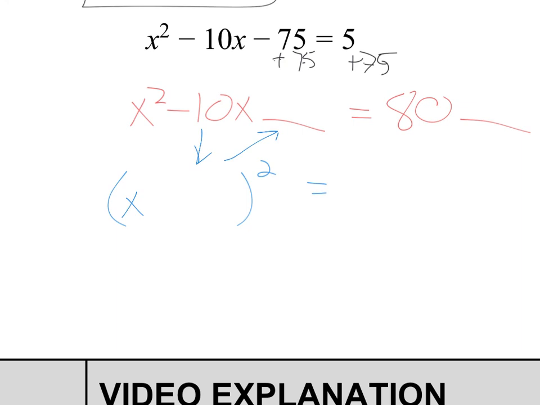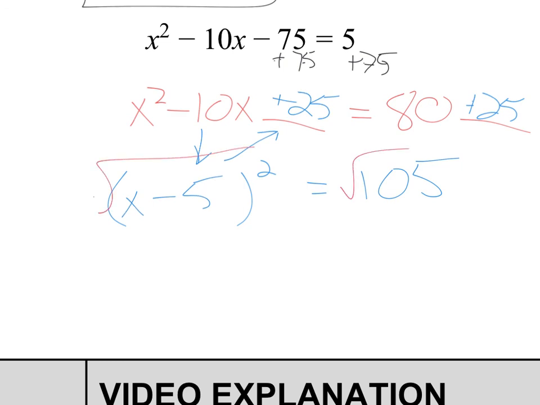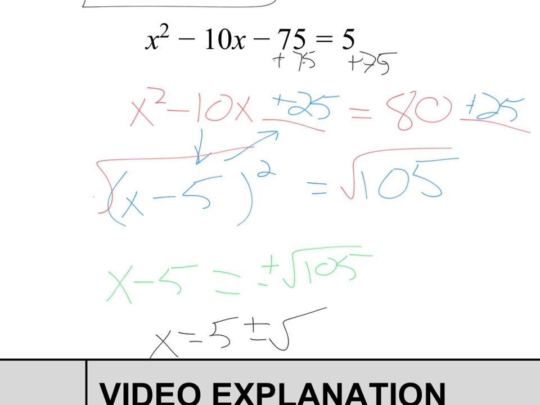Half of negative 10 is negative 5. Square that, I get positive 25. Whatever goes to one side of the equation must also go to the other so that we maintain balance. 80 plus 25 is 105. And now we can square root to solve. So I've got x minus 5 equals plus or minus the radical of 105, because that's not going to be a clean number. Final answer, move the 5 over. 5 plus or minus rad 105.